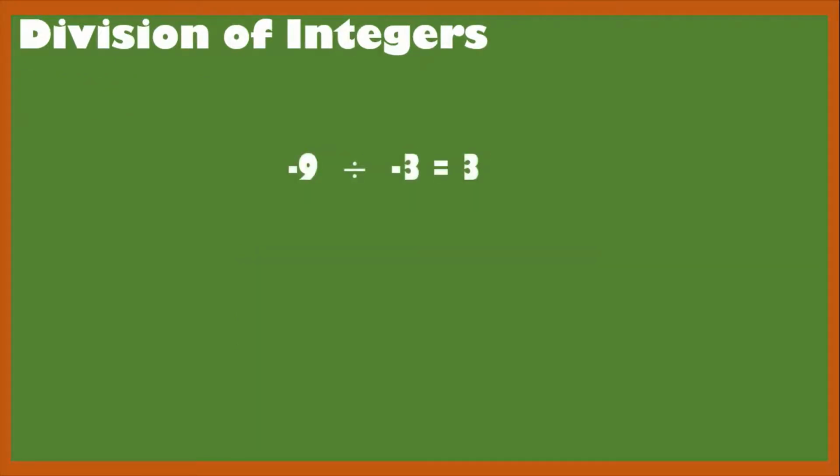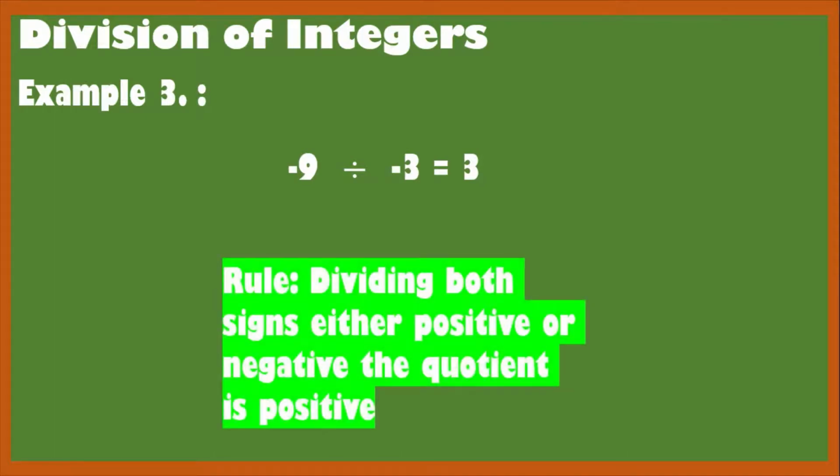And then we have negative 9 divided by negative 3. The answer is positive 3. Why? What rule applies to this? The first rule. Very good. Because negative 9 and negative 3 have the same signs. They are both negative. So the quotient for this example will be positive 3.